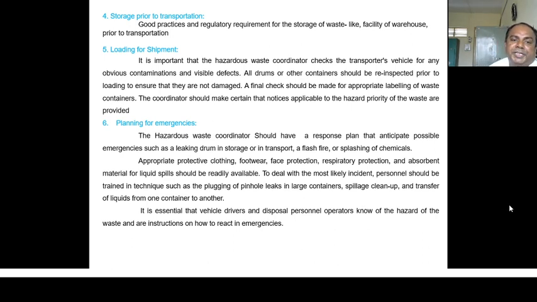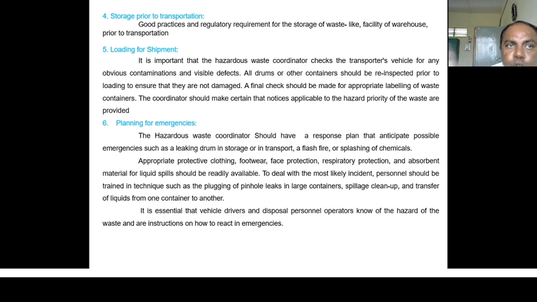Now the most important thing, the fourth one, storage. Storage prior to transportation. Chemical waste is generated continuously or periodically in the chemical laboratory. For the storage of this chemical waste, there should be some warehouses in the industry where it can be stored.